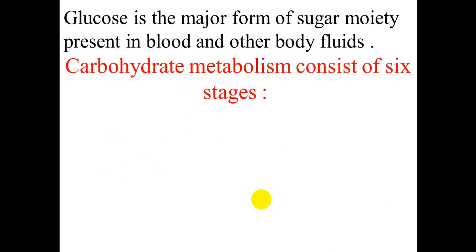We know glucose is the major form of sugar present in the blood and other body fluids. The digestion of food carbohydrates such as starch, sucrose and lactose produces the monosaccharides glucose, fructose, galactose, which pass into the bloodstream. In the bloodstream, carbohydrate metabolism consists of 6 stages.